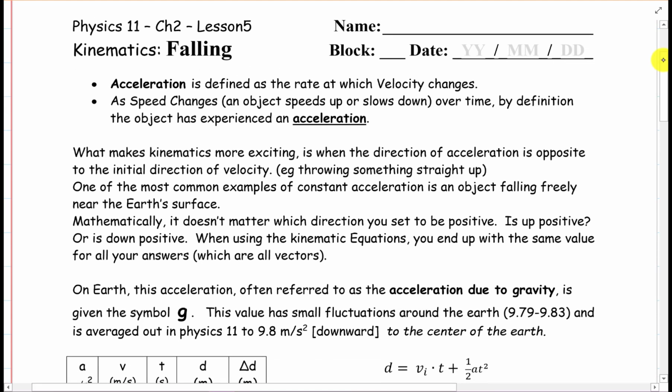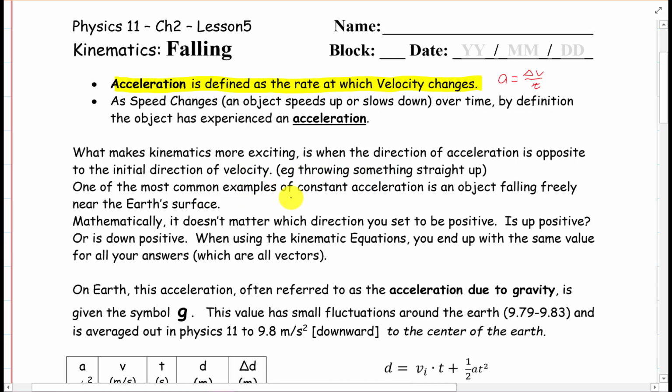So acceleration, this is the definition we've had before. Acceleration is defined as the rate at which velocity changes, which just comes up to the formula: acceleration is the change in velocity over time. What makes kinematics more exciting is when the direction of acceleration is opposite to the initial direction of velocity. Example, throwing something straight up.